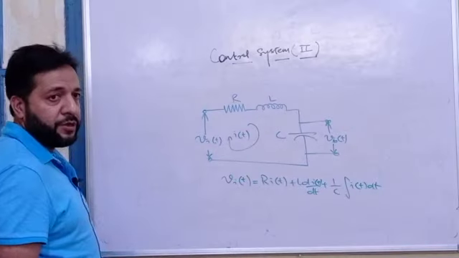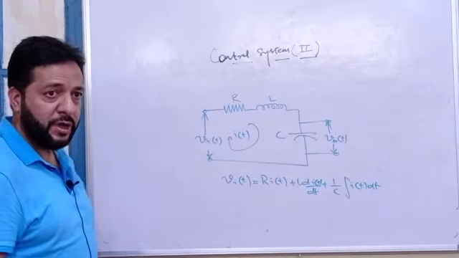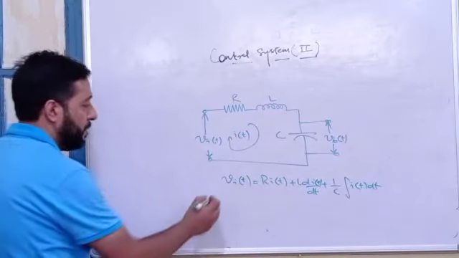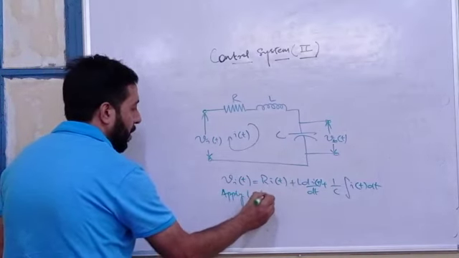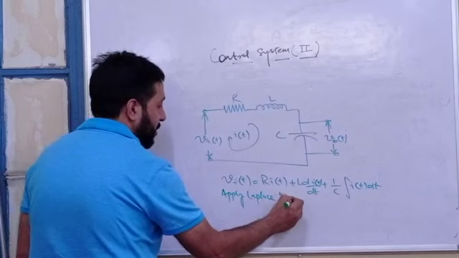Now because I have to finally obtain the transfer function of the system, I apply Laplace to this, assuming the initial conditions to be 0. Apply Laplace transform on both sides, right?